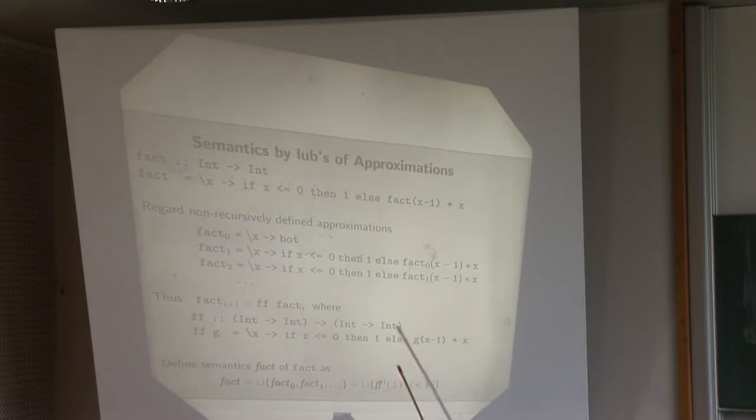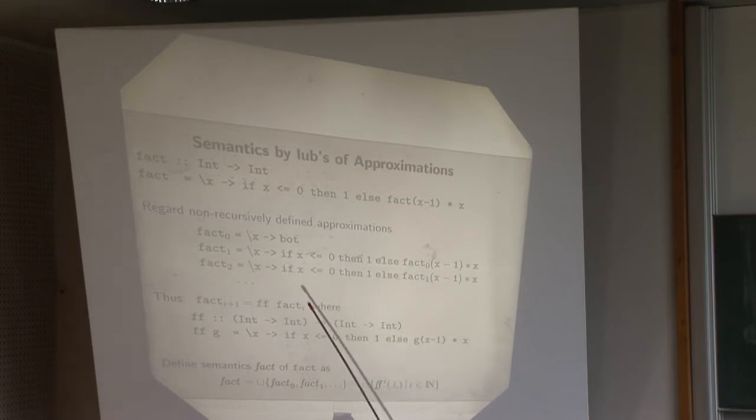So fact0 is defined as follows. It takes a number and it returns bot. And bot is a predefined function. It's a function that we predefine, and it should always be undefined. Fact1 looks like the factorial function, but the difference is that the recursive call is replaced by a call to fact0. So when we define fact1, we use the previous approximation.